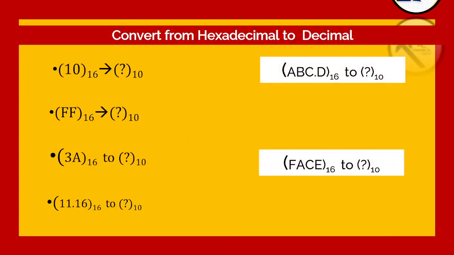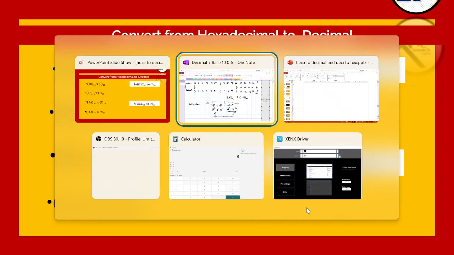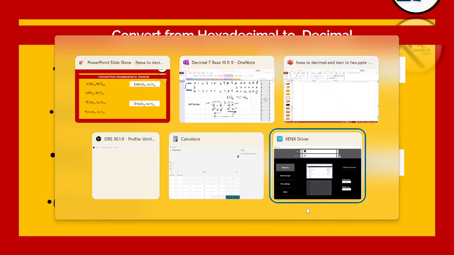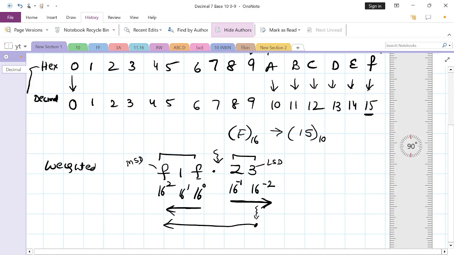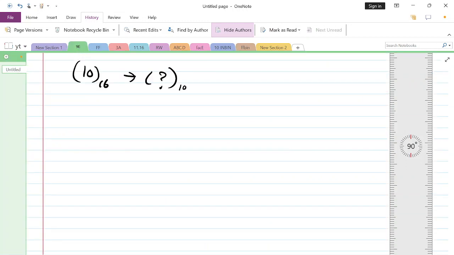So let's get started with the examples. These examples are a mix of whole numbers, whole number with fractional part, as well as having both the alphabets and the digits. So our first number is 10. This is a hexa number and I want to find out its decimal equivalent.